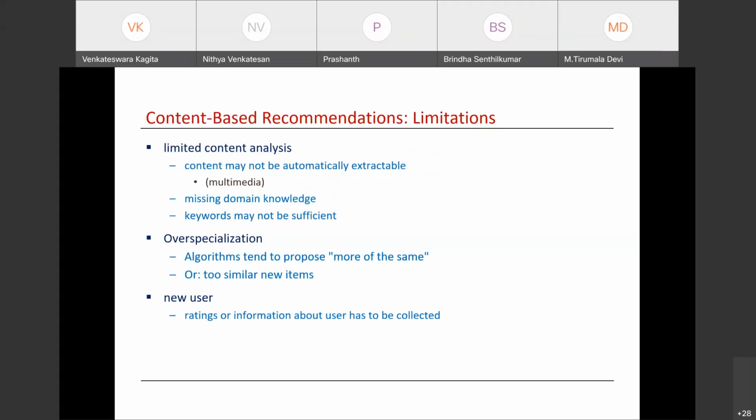Limitations are this: limited content analysis. Content may not be automatically extractable, there is missing domain knowledge in some cases, and keywords may not be sufficient sometimes. And the main problem with this is over specialization. It may tend to recommend too many similar items, more of the same. So the over specialization problem is there with content-based. Another problem is how to make recommendations to a new user, because ratings or any information about the user has not been collected yet. So how can we make recommendations to this new user? That is also a problem.